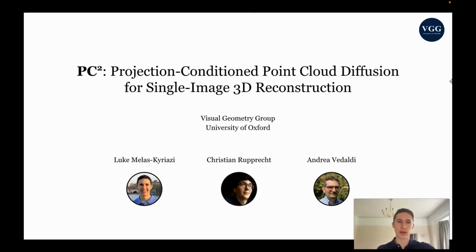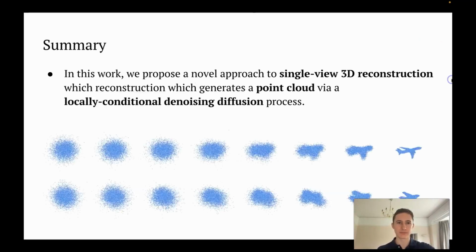Hello, my name is Luke, and I'll be presenting PC², Projection Conditioned Point Cloud Diffusion for Single Image 3D Reconstruction. This is joint work with Christian Rupprecht and Andrea Vedaldi at the Visual Geometry Group at the University of Oxford. I'll begin with a summary.